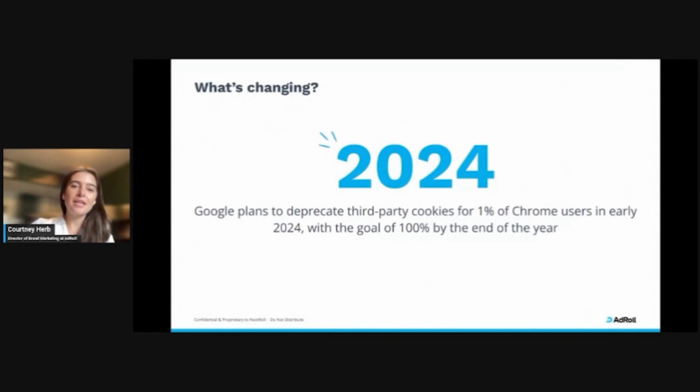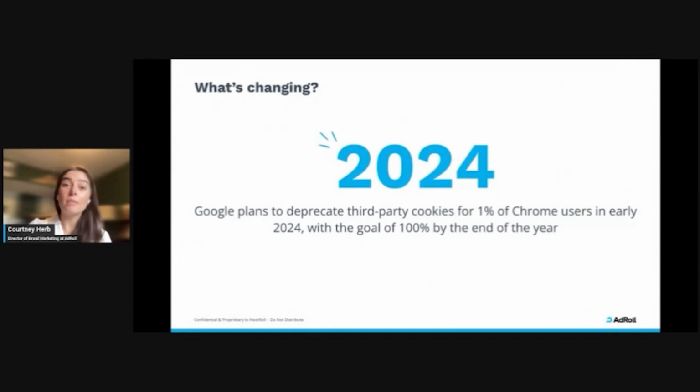So you're probably wondering, Google's an advertiser, they want to make money, and then they're getting rid of this huge way of driving revenue. So how are they going to make up for that? What's replacing third-party cookie usage? So what's going to replace this current cookie method of retargeting is known as the Protected Audience API.